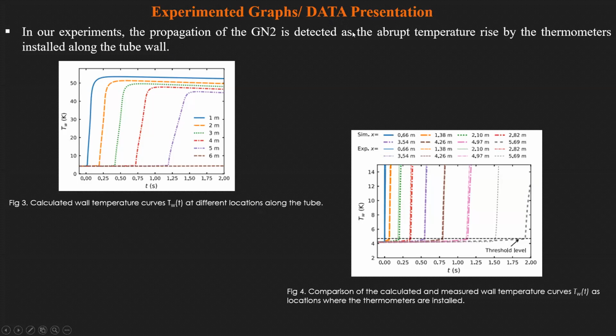And for the data presentation and experimental graphs, figure 3 compares with the experimental observations. We first calculated the wall temperature curves at different locations along the tube, as shown in figure 3. In figure 4, we see more clearly the agreement between the simulated and observed nitrogen gas propagation. We show in figure 4 both the measured wall temperature curves and the calculated ones at the same thermometer locations. It is clear that these two sets of curves match fairly well, except at the last thermometer location.